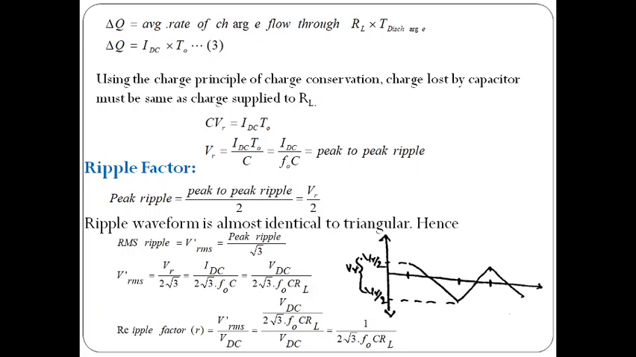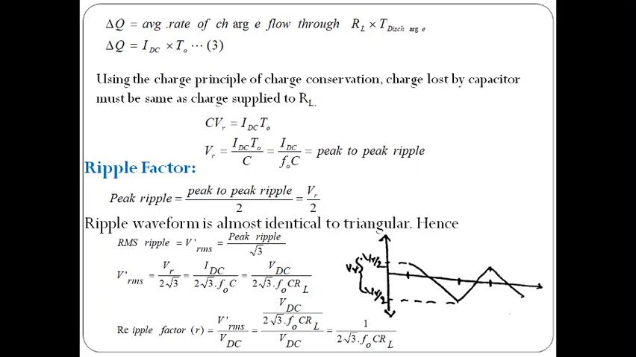So here I am writing how much charge is discharging through the load resistor from the capacitor. Delta Q is written as IDC, the current passing through the resistor, into T naught, the time it takes. It is the discharging time, T naught. So delta Q equals IDC into T naught. This is equation number 3.